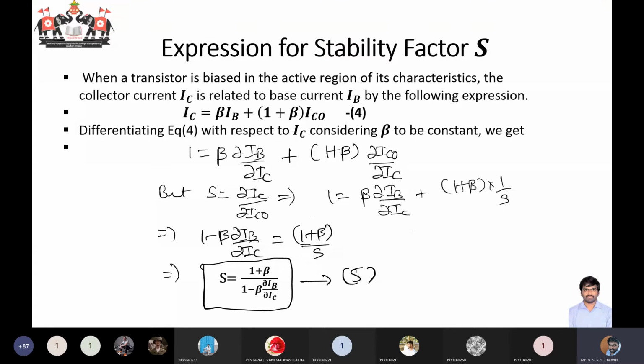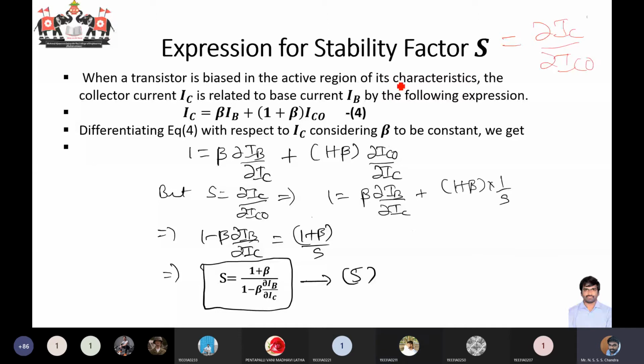Now, what do we need to find out? We need to find out S. So what is S? Please respond, what is the definition we have taken for S? What is the stability factor S definition that we have seen just now? The ratio of ∂IC by ∂IC naught, right?